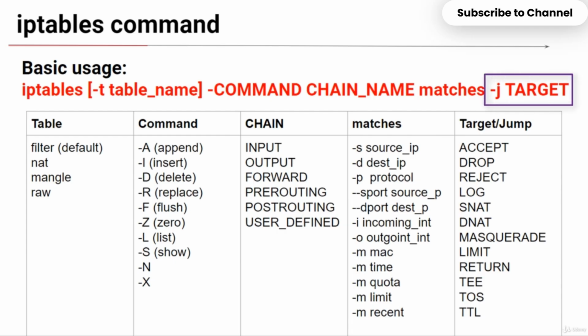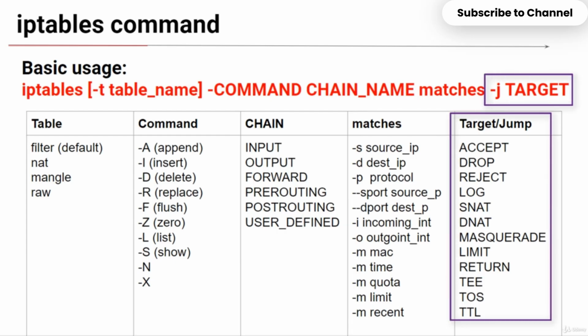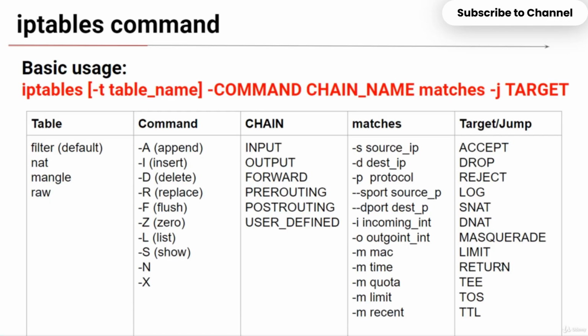Then comes -j and the target. The target specifies what action is taken on packets matching the criteria of the rule. Examples of targets are drop, accept, log, or masquerade. We'll dive deeper into targets in a dedicated section. Enough talking, let's go to a terminal and write some real iptables rules.